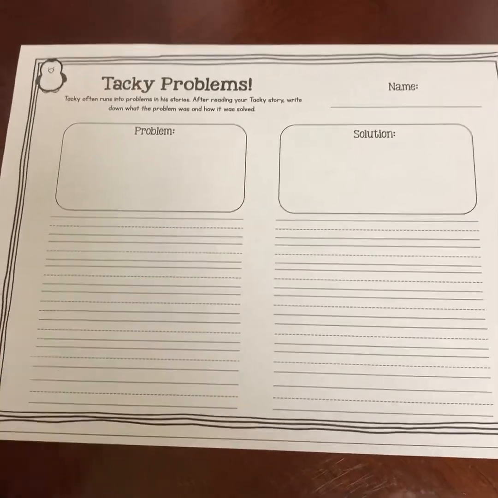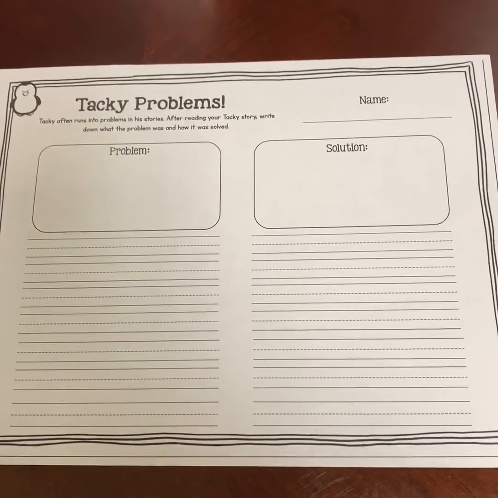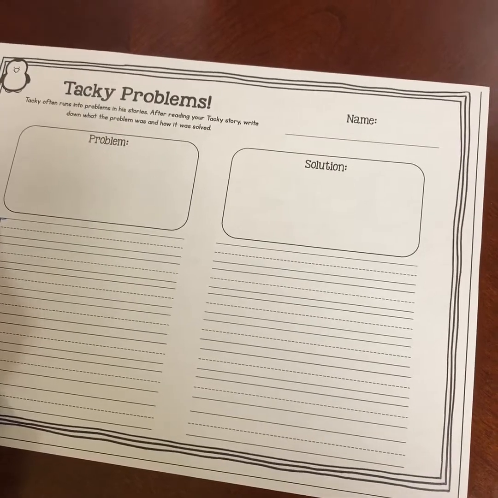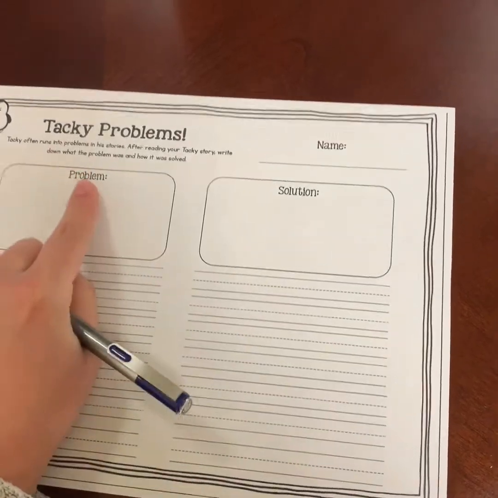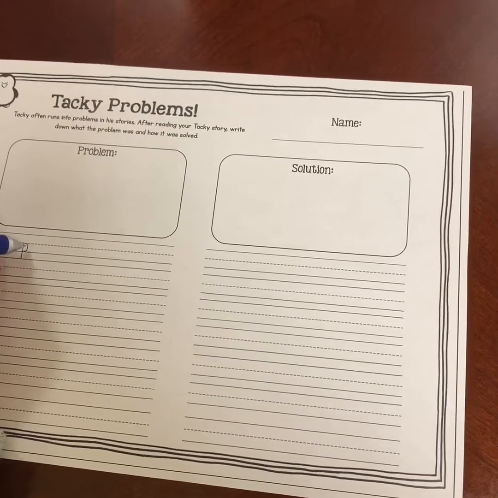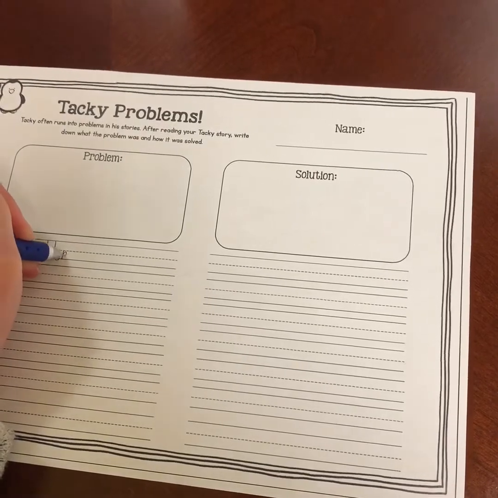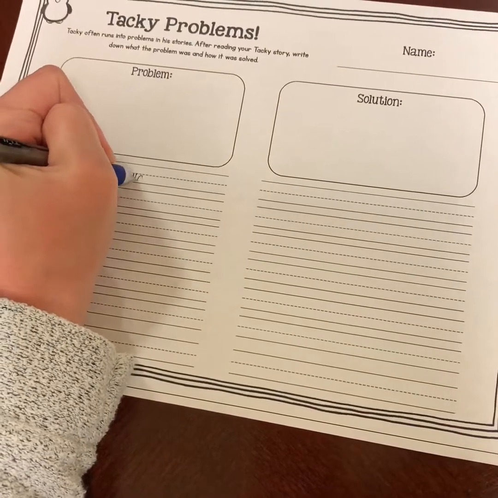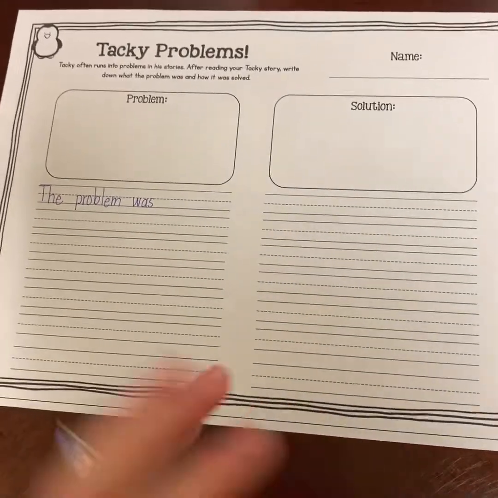So, and remember, I want to make it in a sentence, okay? So I'm going to start it with the problem was, okay? So I'm going to write that, and I always start my sentence with what kind of letter? A capital, very good. So the problem, and should I spell problem correctly? Absolutely, because it's right there. The problem was, so finger space, was that the hunters were coming after Tacky and his friends, right?